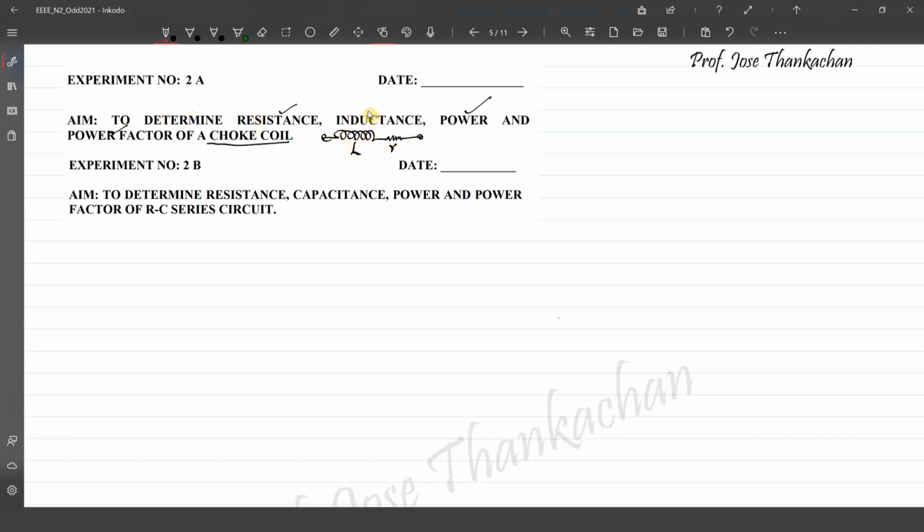So in this particular case, the choke coil, we are finding out the resistance value, inductance, power, and power factor. Whereas for the B part, it is a series RC circuit, that means you have a resistance and a capacitance, R and C. You need to find out the resistance value, the capacitance value, the power, and the power factor of this RC series circuit. These are the two parts we will be doing. So let's start with the A part, for a choke coil.